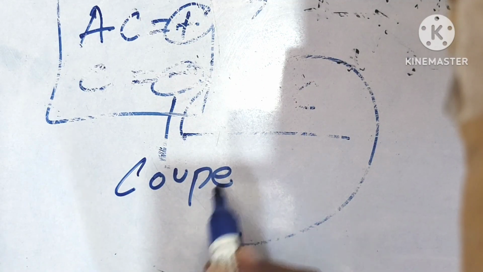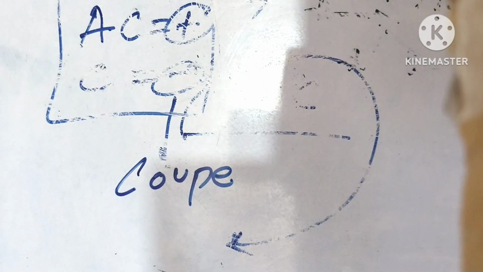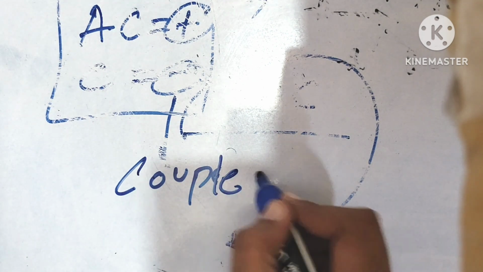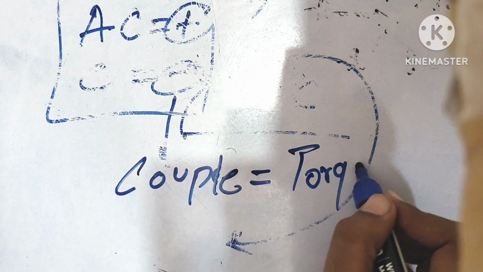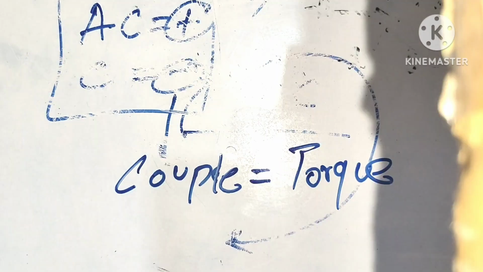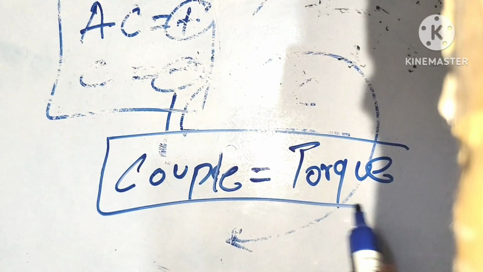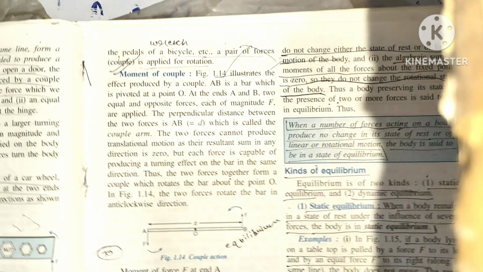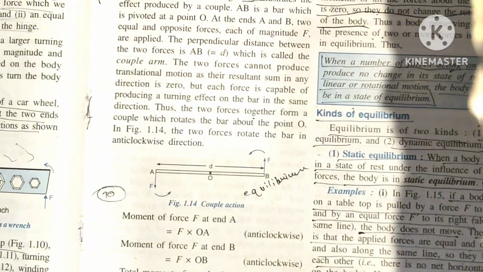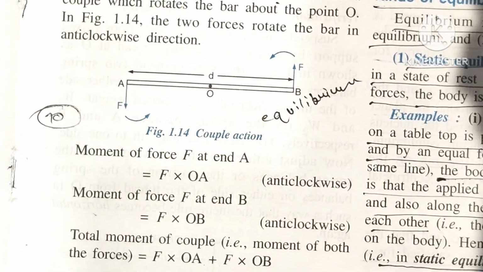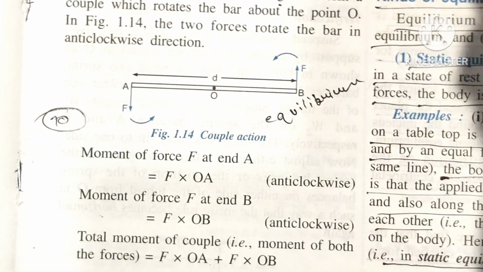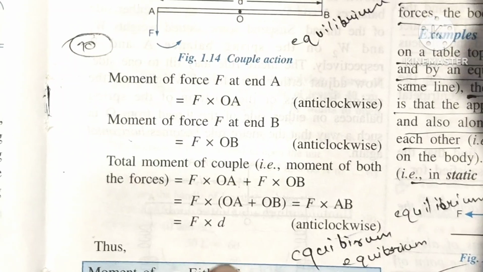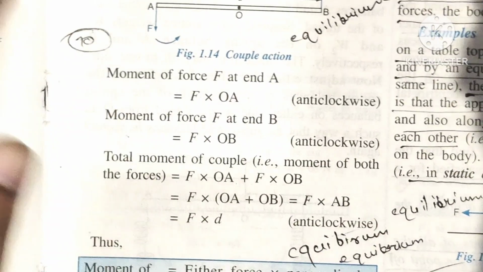The couple is similar to torque. It is basically similar to torque. This we have to learn. As I have told you in the previous sessions, the anti-clockwise motion, and the total force, it is termed a couple.